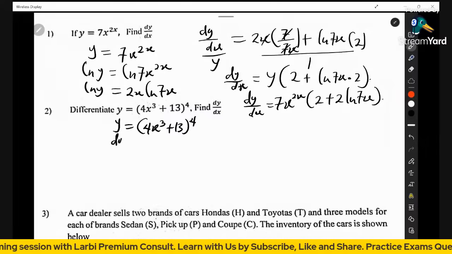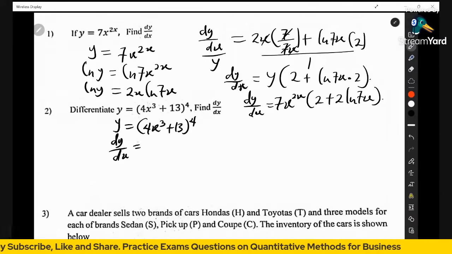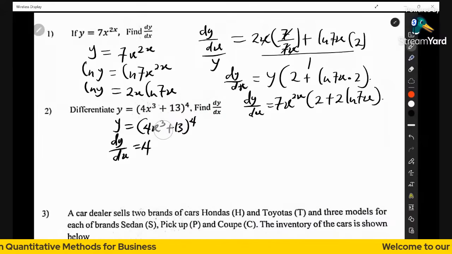We say that dy over dx should be equal to, you bring the power in front of the whole of this function. So the 4 will be here. After bringing the 4 down, the next thing is to differentiate the terms in the bracket one by one.